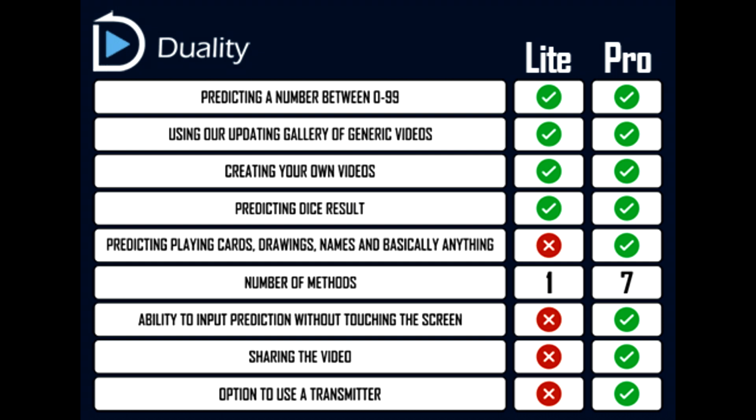Here's where it changes. Predicting playing cards, drawings, names, or anything, only the Pro does that. So with the Pro, you can predict playing cards, drawings, names, or anything you choose. With Pro, there's 7 input methods. With Lite, there's only the one. The ability to input your prediction without touching the screen, only the Pro does that. Only the Pro shares the videos, and only the Pro has the option to use a transmitter.